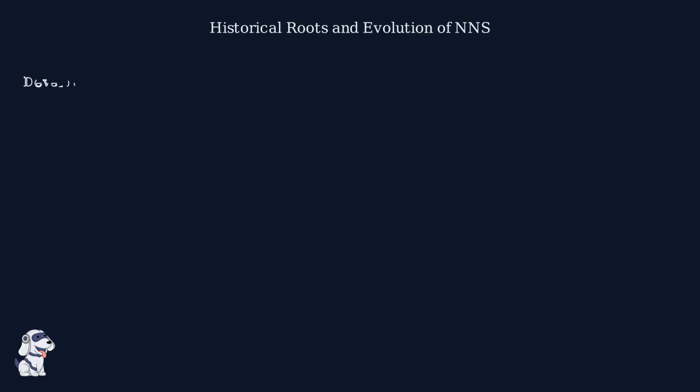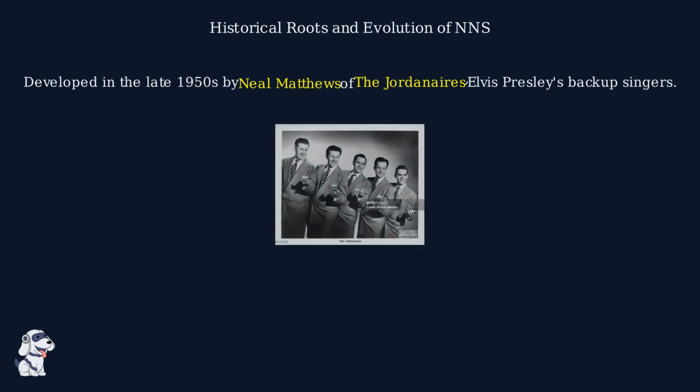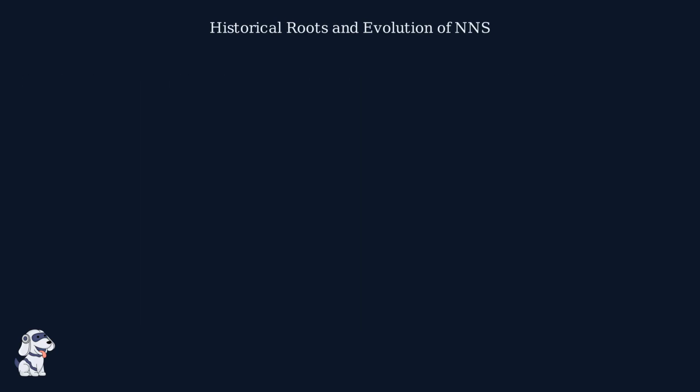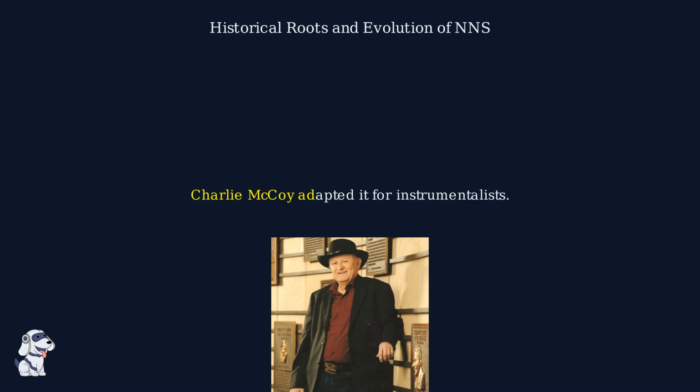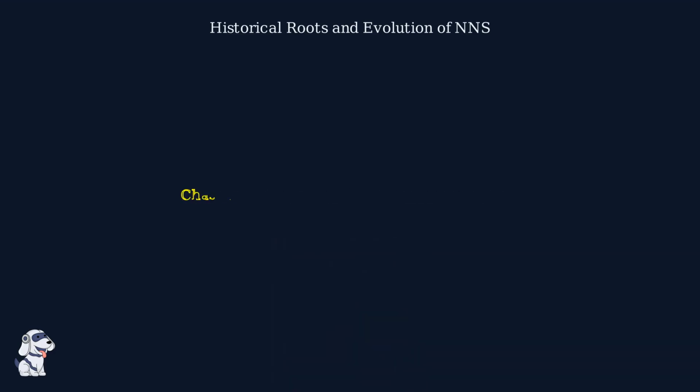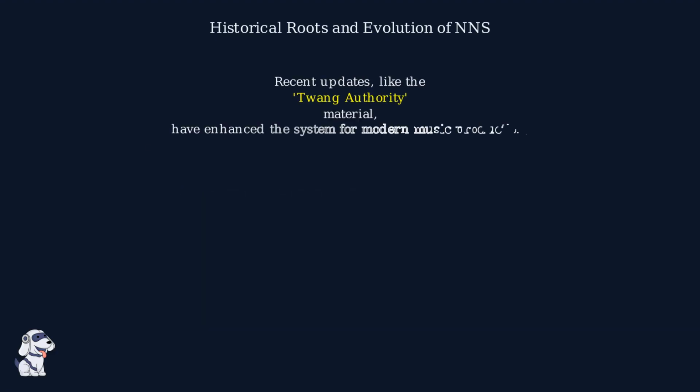The Nashville Number System was developed in the late 1950s by Neil Matthews of the Jordanaires, Elvis Presley's backup singers. Charlie McCoy later adapted it for instrumentalists, expanding its utility, while Chas Williams' 1988 book serves as a primary resource for the system. Recent updates like the Twang Authority material have enhanced the system for modern music production, adding details for rhythm, chart structure, and complex chords.